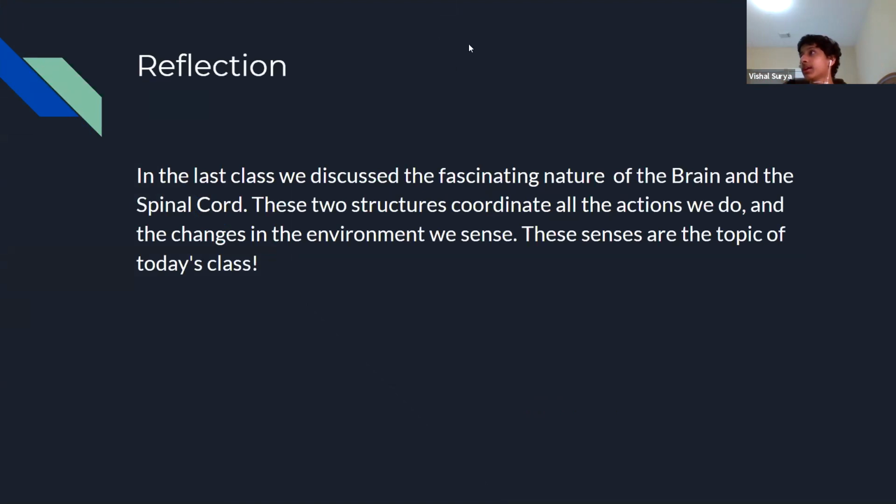Let me put the chat in my second screen so I can see it. Okay, cool.